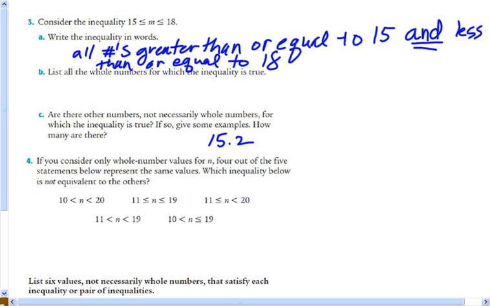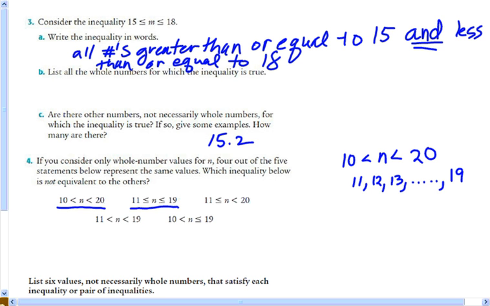Number 4 says, if you consider only whole number values for n, 4 of the 5 statements below represent the same values. Which inequality below is not equivalent to the others? So this first one, 10 is less than n is less than 20. If we're only looking at whole numbers, then 11 is the first whole number that works here, and 12 and 13, and I'm going to go all the way up to 19 for that one.